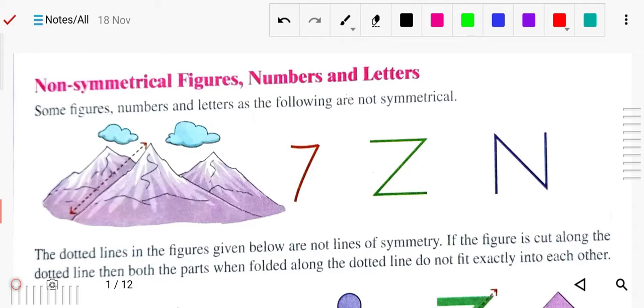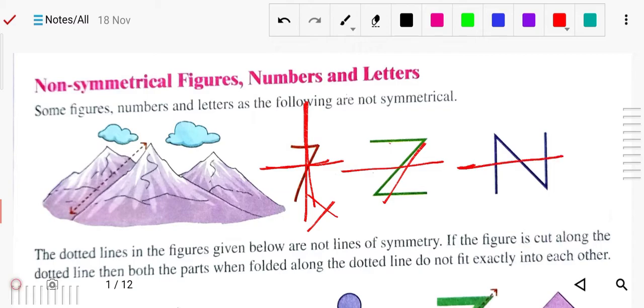Likewise you can see this is a 7. If you cut it from here or cut it from here, can you fold it from either this side or this side, and will it cover? No. Here also, will it be covered? If you put it over here, can it cover? No, either from this side or from this.